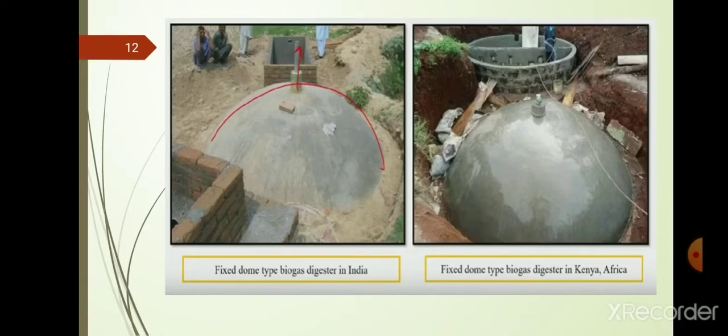So you can see a few figures of fixed dome type digesters. The first one is a fixed dome type digester installed in India. The other one is in Kenya. Mostly these digesters are in use in developing countries like African countries, China and India, due to their ability to convert waste into energy.